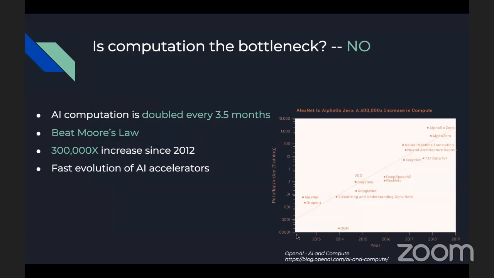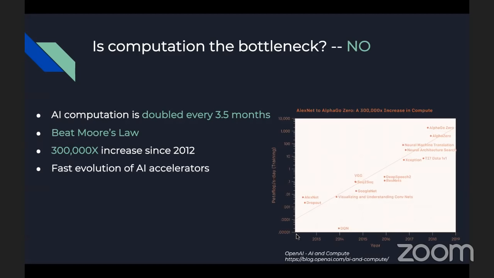Is computation the bottleneck? We don't think so either. This is based on an investigation from OpenAI last year, which shows that AI computation has doubled every 3.5 months since 2012.